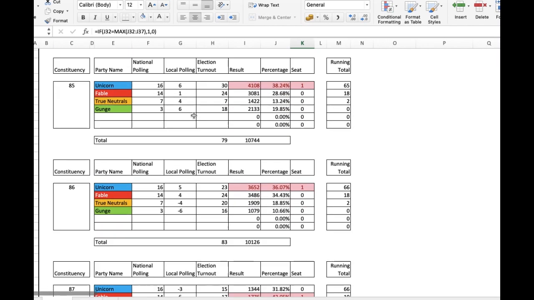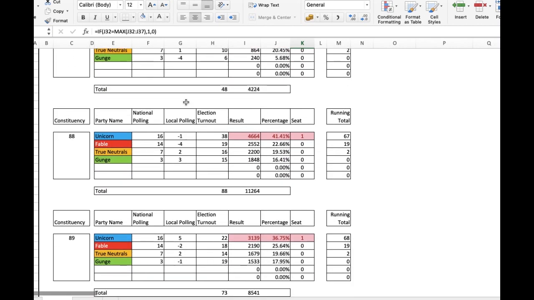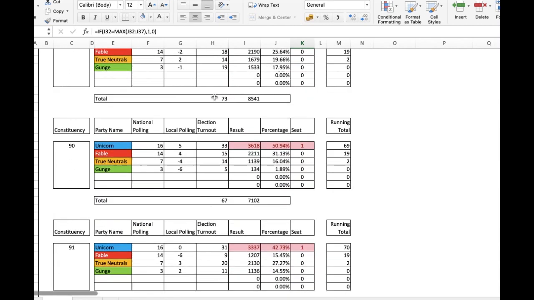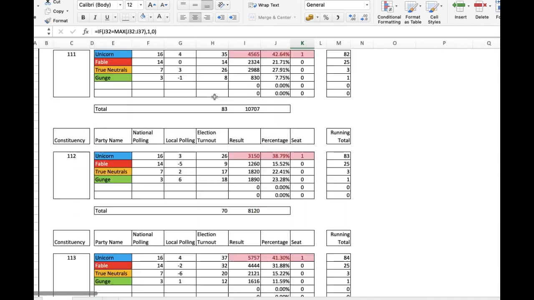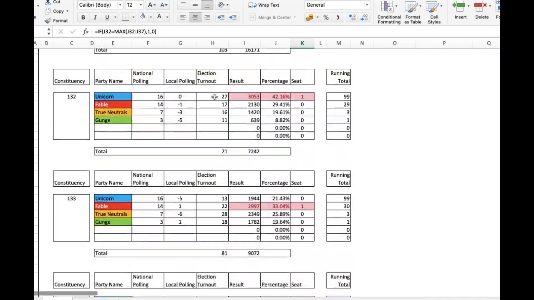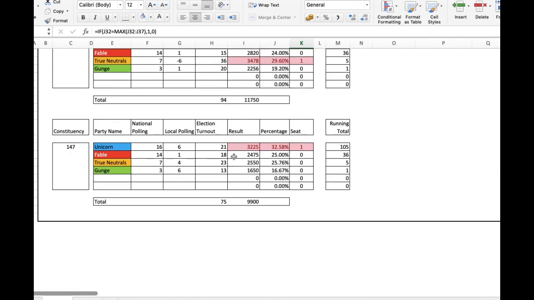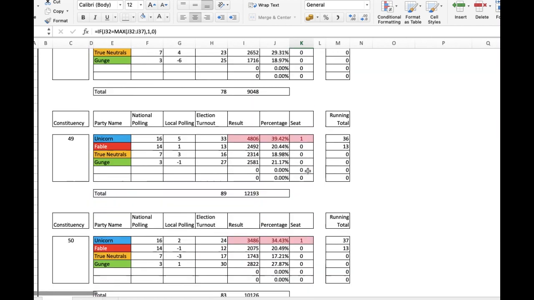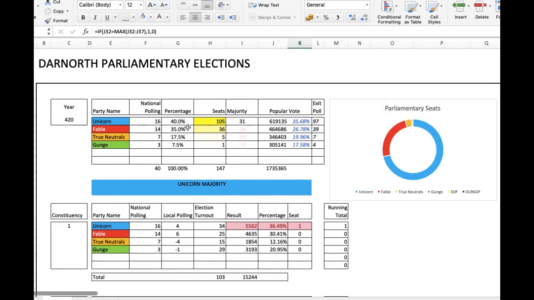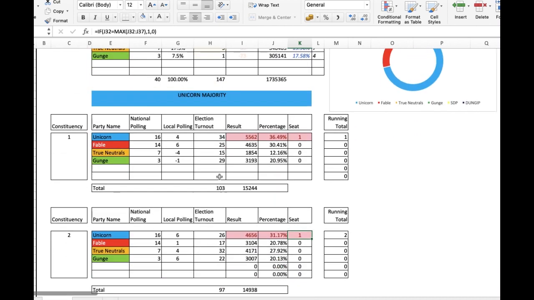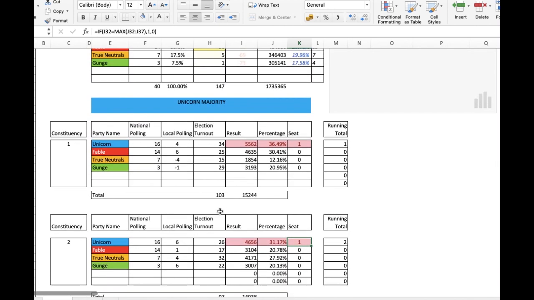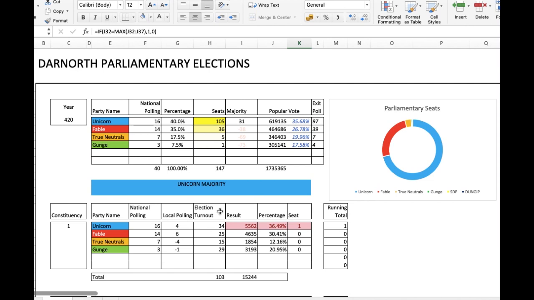And so after I'd done this, rolling plus minus for local polling, rolling the d20s for election turnout, going all the way down to 147, there we have the result, which I have broken down at the top here. So you can see that after every constituency had its dice rolled, the dice roll is different for each one. Let me just quickly use some mathematics to work out.